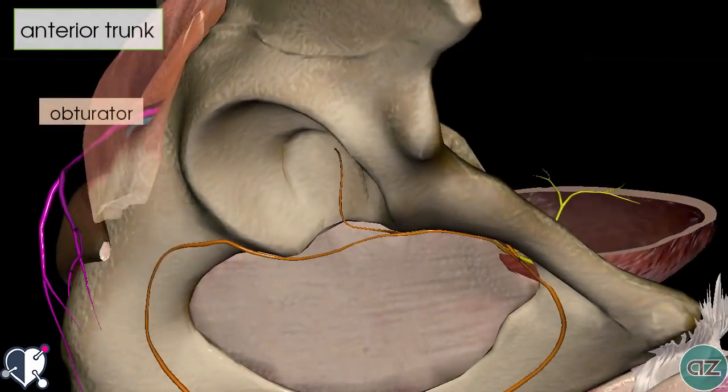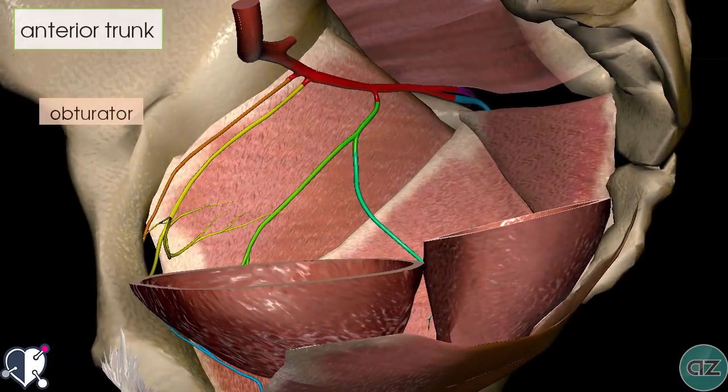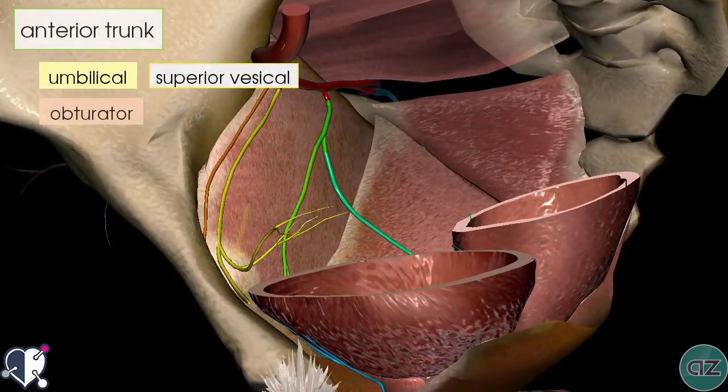Now just rotating back around again, we can take a look at the other branches. So next we have the umbilical artery. This originates in fetal life as the artery that carries deoxygenated blood from the fetus to the placenta in the umbilical cord. The umbilical artery gives off the superior vesical artery, which has numerous branches which supply the bladder, the ureter, and in men the seminal vesicles and the vas deferens.